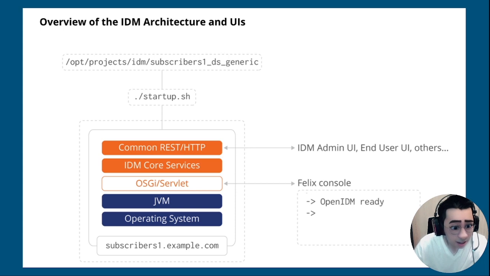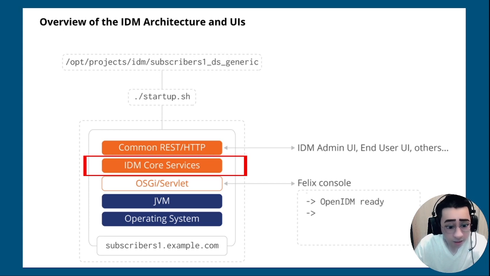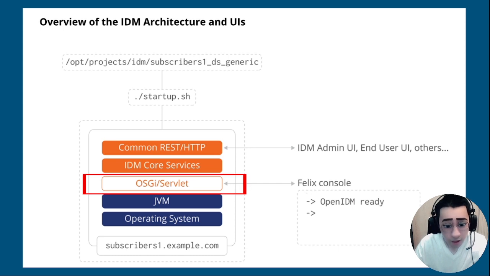IDM contains a set of core services, modules, and frameworks that provide the identity management features. IDM is based on the OSGi framework, which is provided by Apache Felix, and runs within a Jetty web container servlet deployed in a JVM. The OSGi framework contains an interface called the Felix console that is started automatically when IDM is started from the command line using the startup.sh script.